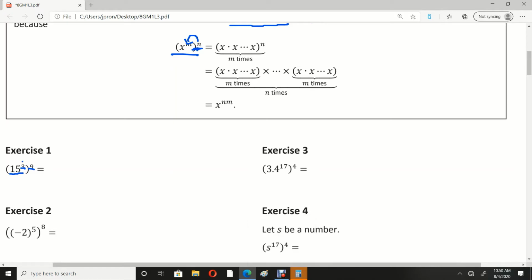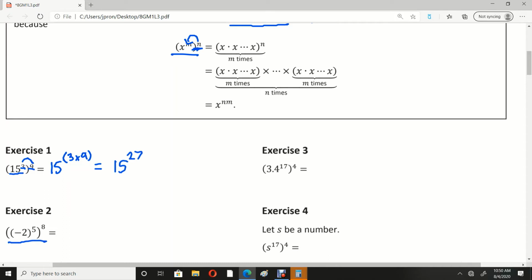Very good. We multiply the exponents on the inside times the exponent on the outside. We get 15 stays as our base, and we have 3 times 9 in our exponent, or 15 to the 27th power.